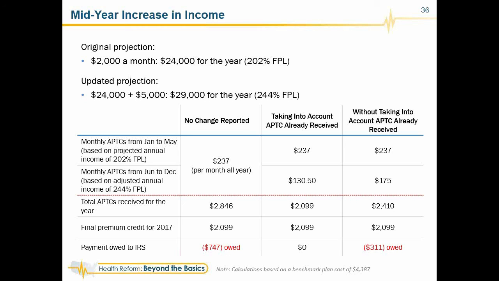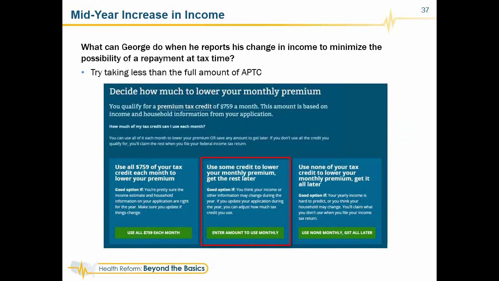And so even though the way healthcare.gov does it doesn't completely protect George from overpayment, at least he doesn't owe, he would owe more than twice as much if he had not reported at all. So it does get him closer to accurate, but not 100% there.